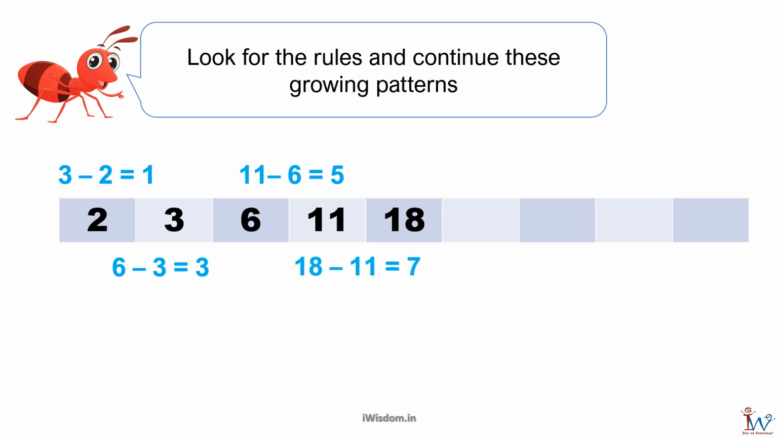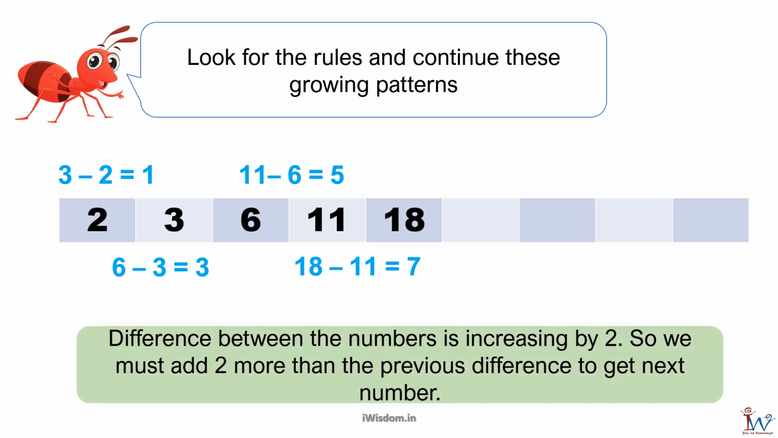So we have 1, 3, 5 and 7 as difference. Difference is increasing by 2. So we must add 2 more than the previous difference to get the next number. By adding 9 to 18 we get 27. By adding 11 to 27 we get 38, and so on. Well done.